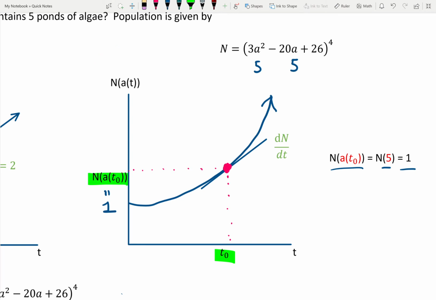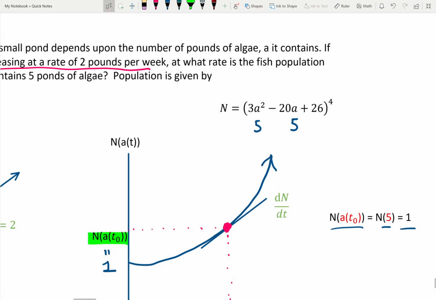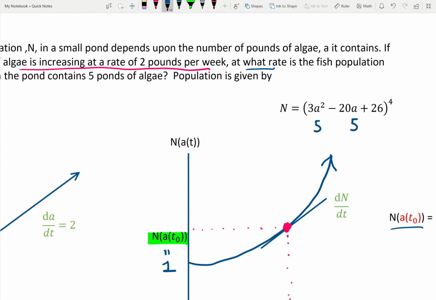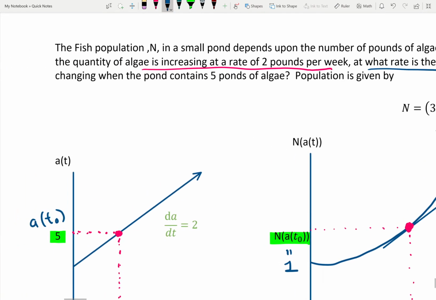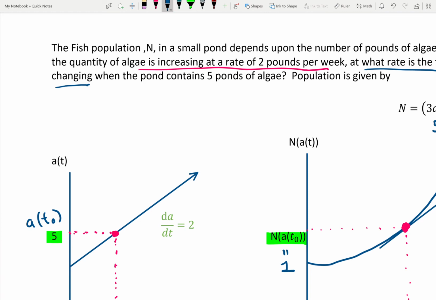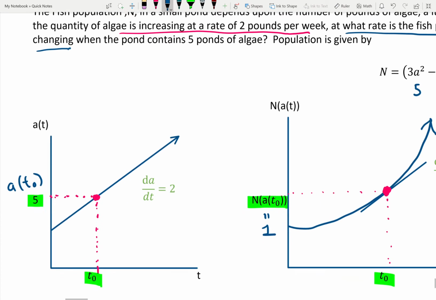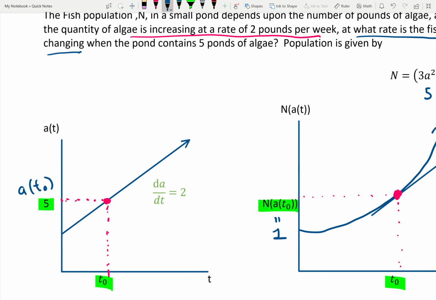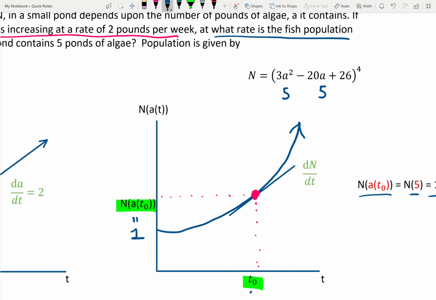Okay, the last thing that we should talk about is this. What is the question even asking us? At what rate is the fish population changing when the pond contains a certain amount of algae? So the pond has 5 pounds of algae at time T naught. So at that time, what does the population look like? Well, we already calculated that it's 1. What they want us to calculate is the rate of change of the fish population, meaning the slope of the tangent at that point. And that slope of the tangent right there is represented by dN/dt.